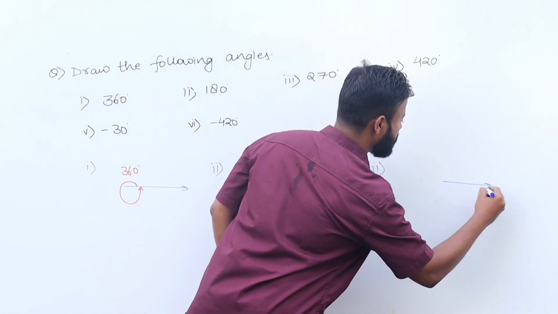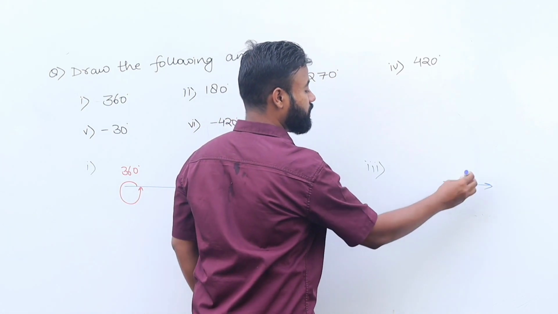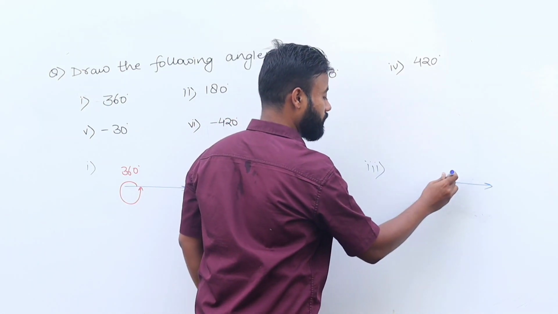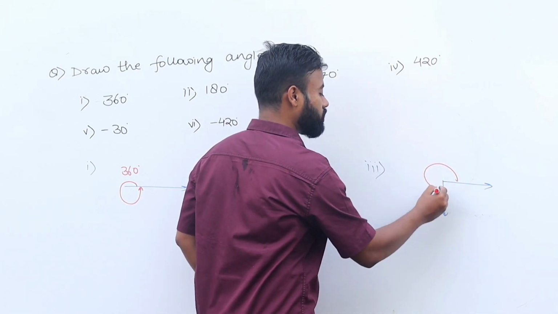For the third one, 270 degree. Initial position of the ray. Now the ray will rotate like this, 90, 180, 270. This angle is not 270 degree. Please make a note. This angle is 270.